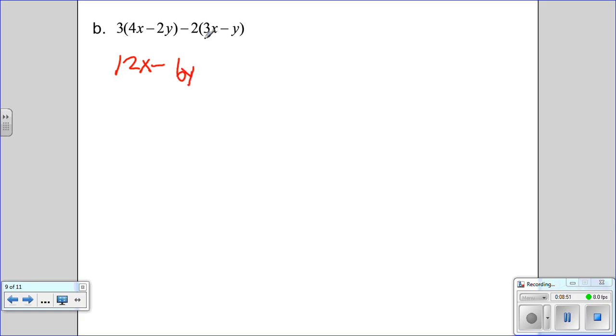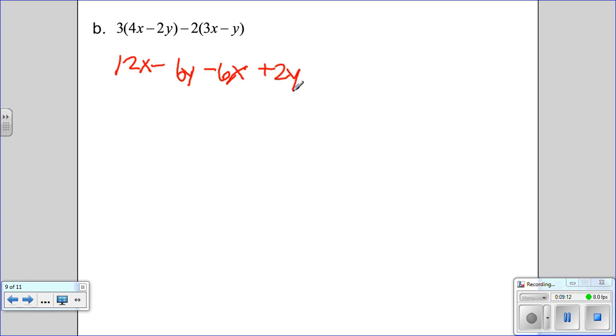Now when you distribute here, think of this as -2. -2 times 3x gives you -6x. So that'll tell you to use a minus sign. And then think of this as -2 times -y. A negative times a negative makes a positive 2y.